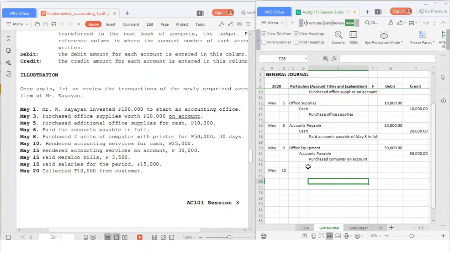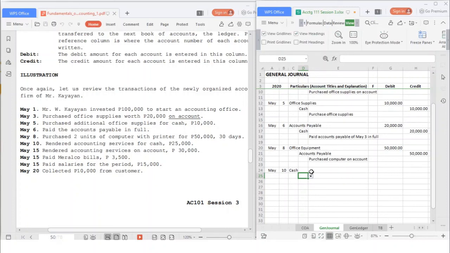So, unsa nahitabo? Nakadawat daw ka og cash sa pag-render nimo og service. So, ni-increase ang imuhang cash, ni-increase po ang imuhang revenue. So, to increase your cash, imuha siyang i-debit. So, debit your cash. And then, for your revenue is para mo increase ang imuhang revenue. Diba? Revenue is an income account. Unsay normal balance sa imuhang income account? Normal balance is credit.